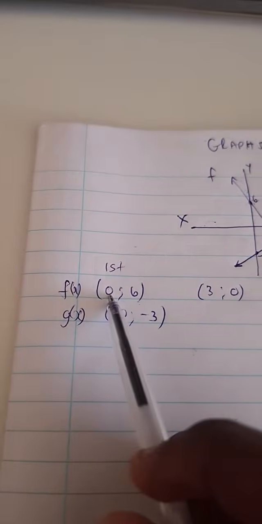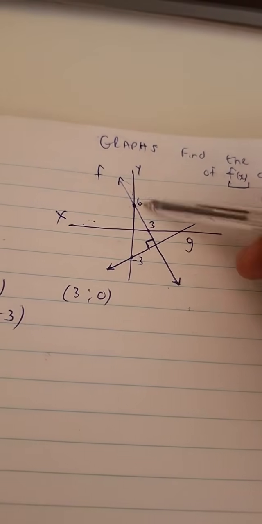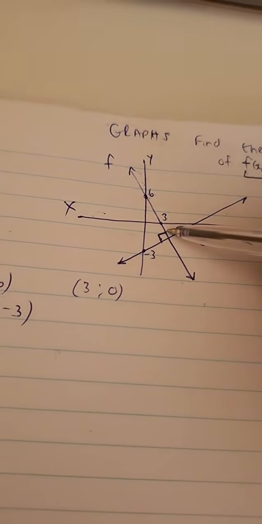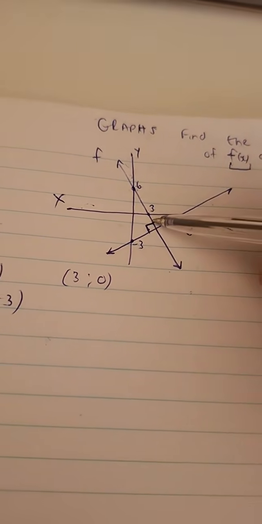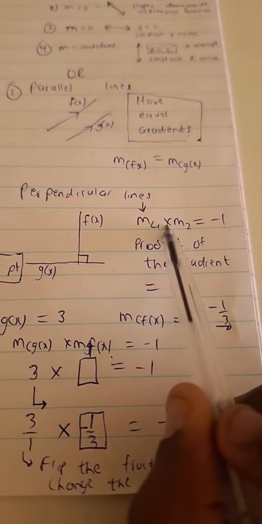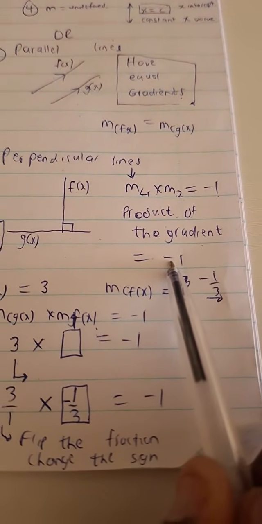So we need to first find the equation of f, and then we are going to use the relationship of the two lines. The fact that these two lines are perpendicular. We are going to use that information, because remember, we learned something about perpendicular lines. We learned that the product of the gradients of perpendicular lines should give us -1.